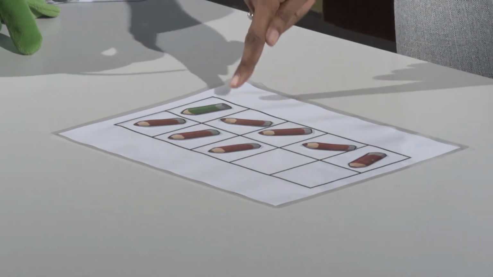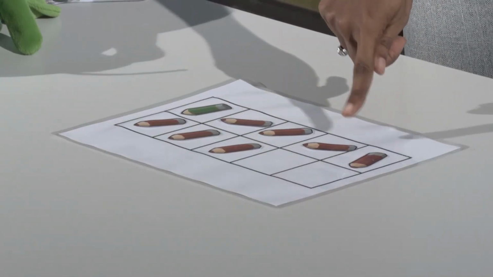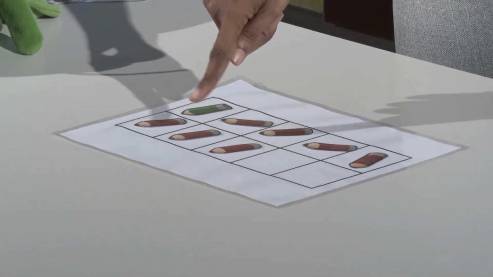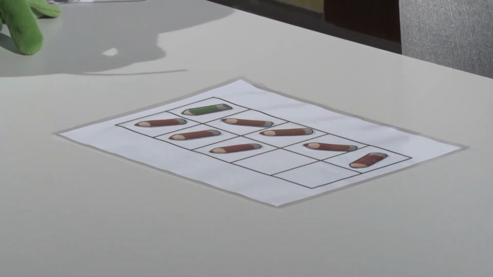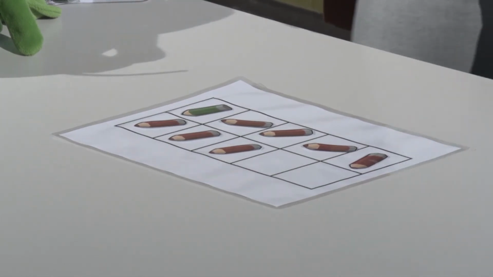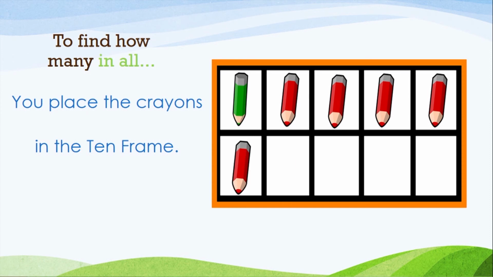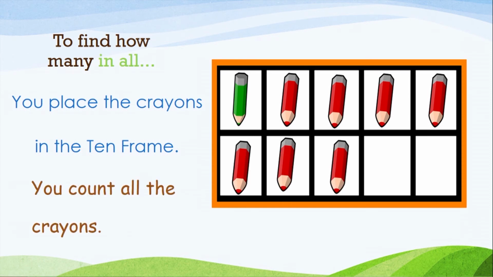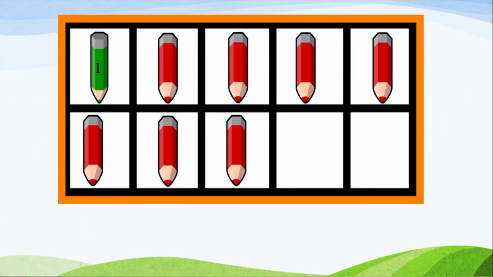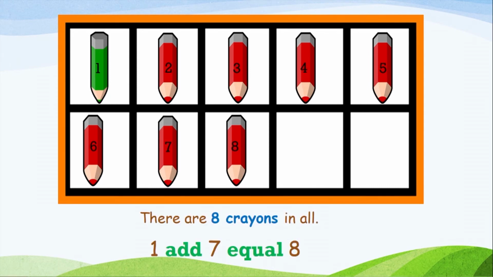Let's count. 1, 2, 3, 4, 5, 6, 7, 8. 1 add 7 equal 8. So I place my crayons in the 10 frame. And you count all the crayons. 1, 2, 3, 4, 5, 6, 7, 8. There are 8 crayons in all. 1 add 7 equal 8.